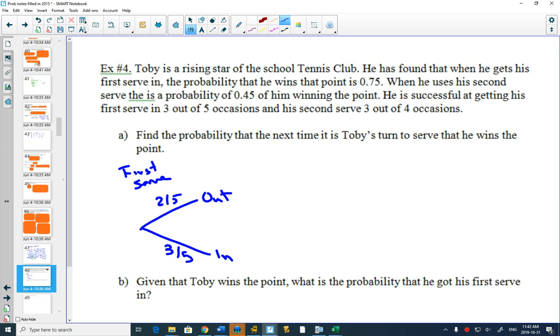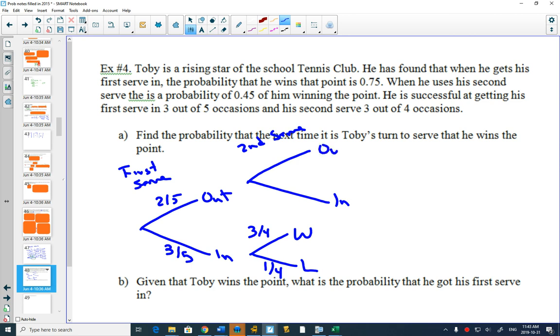If he serves it in, he's either going to win or lose. Correct? What is his chances of winning? 75%, 3 out of 4. Losing, 1 out of 4. What happens if he serves his first serve out? He serves a second serve. It's either in or out. His second serve, 3 out of 4 for getting it in, 1 out of 4 for getting it out.